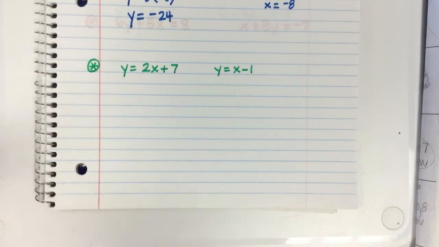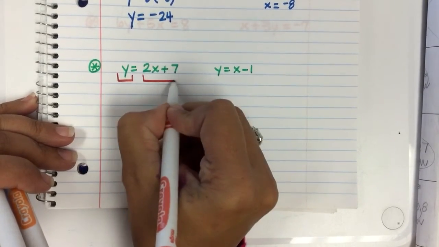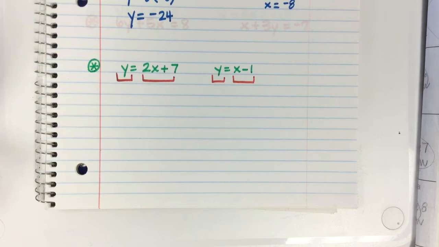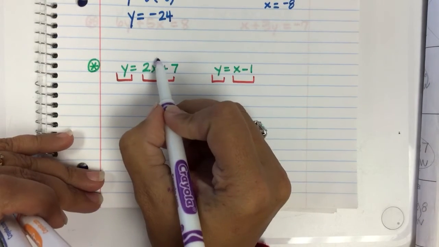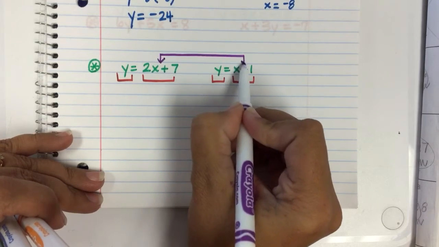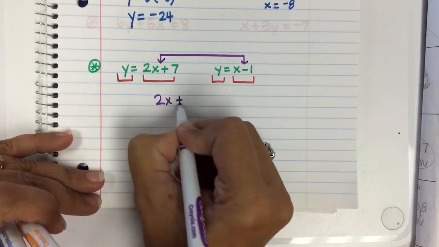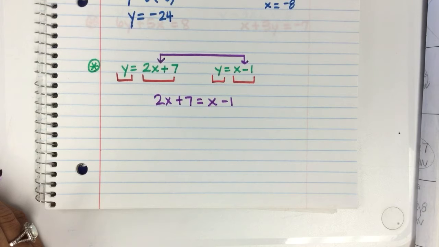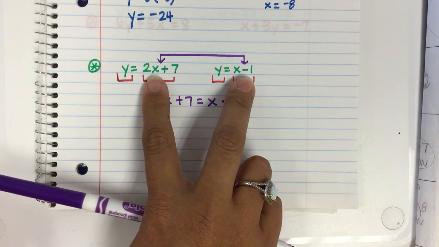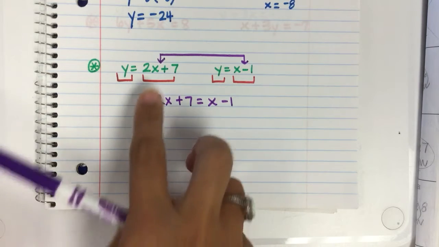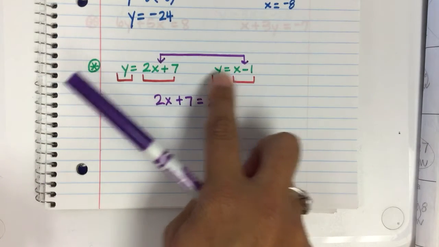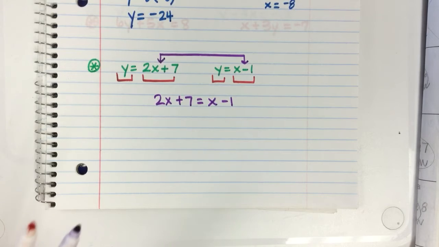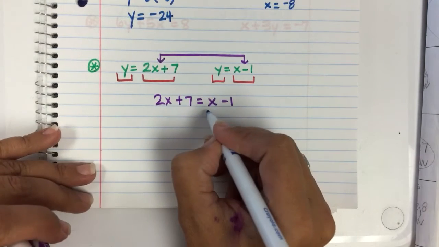All right, here we have y is 2x plus 7 and y is x minus 1. When I have two equations that are both solved for y, I can set the two parts equal to each other. So I can say that 2x plus 7 is equal to x minus 1. Because these are both equal to y, they have to be equal to each other. 2x plus 7 is y, x minus 1 is equal to y, so 2x plus 7 must be equal to x minus 1. Now I'm going to solve for x.